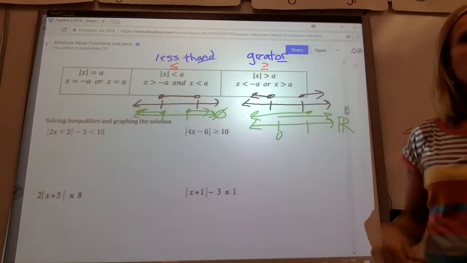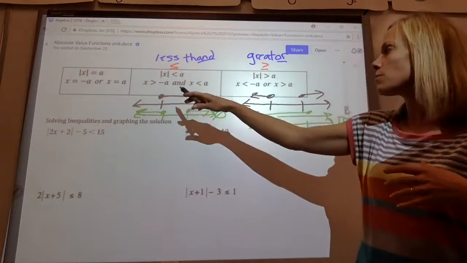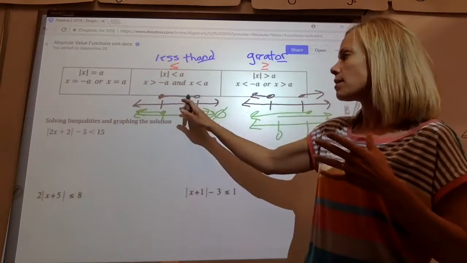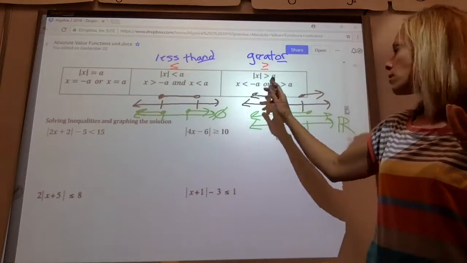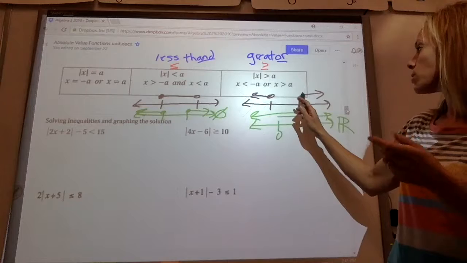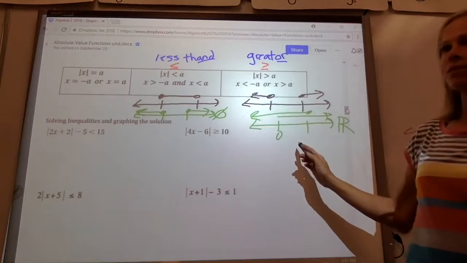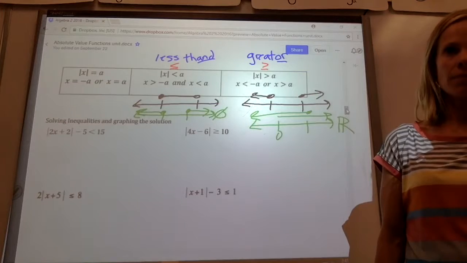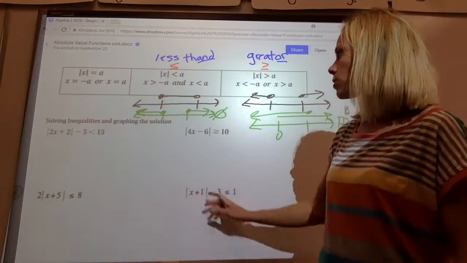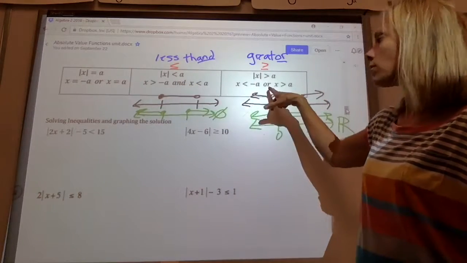Okay, so that's why it's important to look at the symbols, because if it's supposed to be an and it's not looking like an and, it's looking like an or, no solution. If you have an or and it should be looking like an or, but it's not, it's looking like an and, that's all real numbers. And you'll get some of those on the assignment. So that's why it's important to know less thans are ands, greater thans are ors.